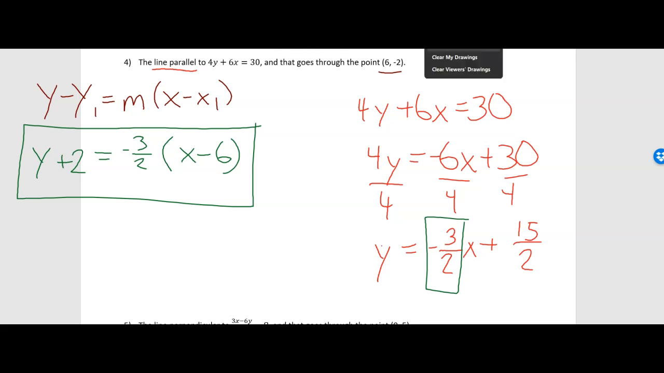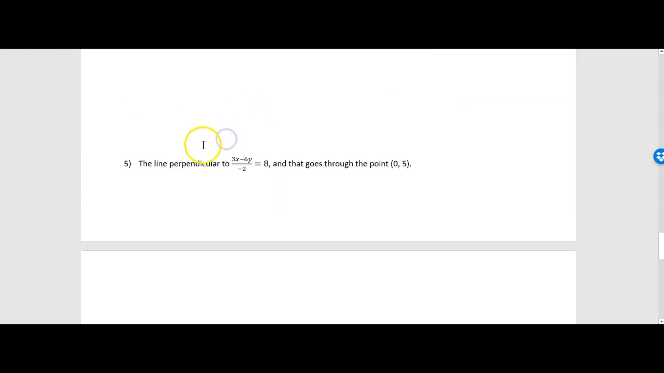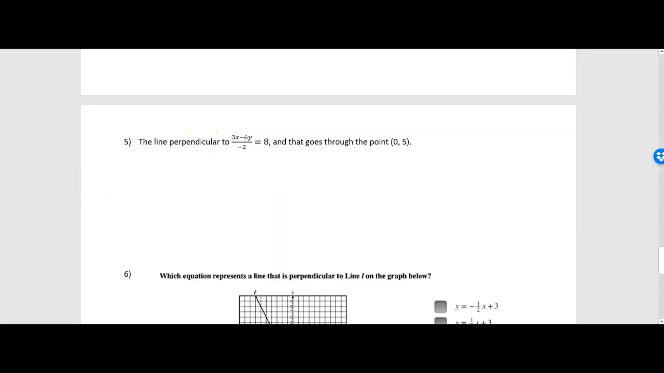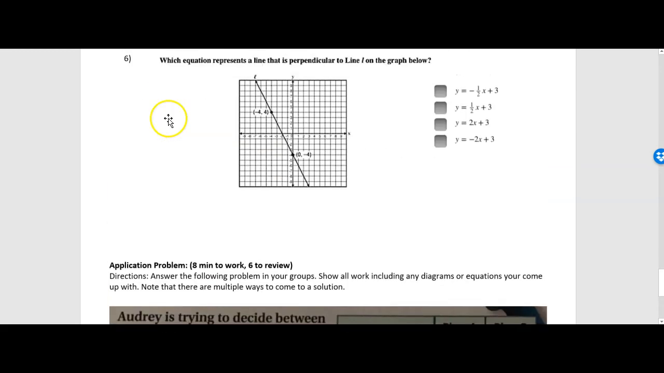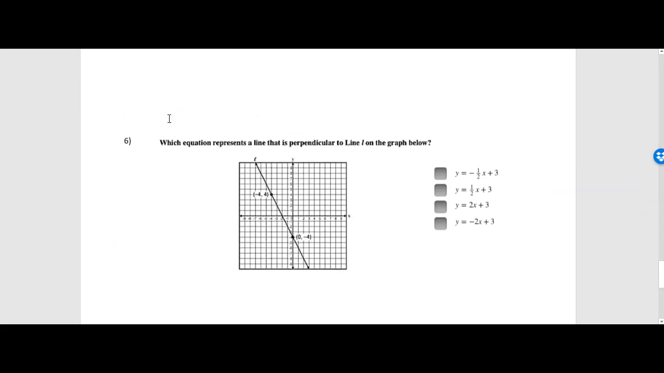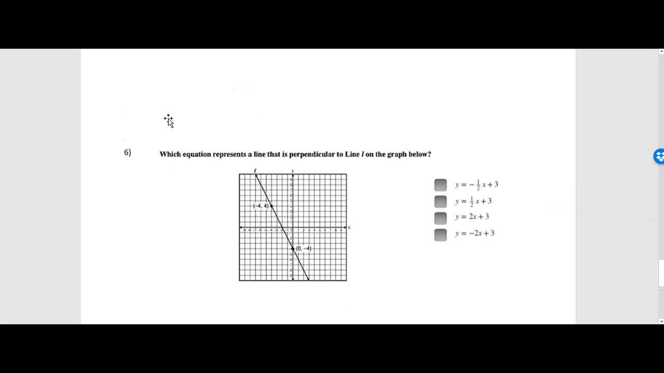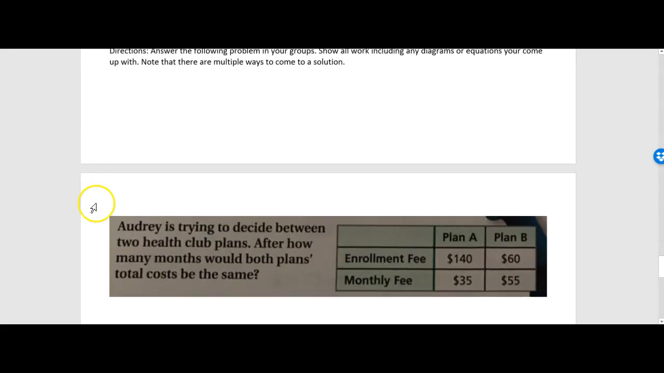All right, let's see if we're going to do any more. We may just call it a video and have you attempt the rest of the ones on your own. So you are going to try numbers 5 and 6 on your own. One of them's a graph, one of them's another algebraic problem. But then we are going to jump down to the application problem, so the word problem.